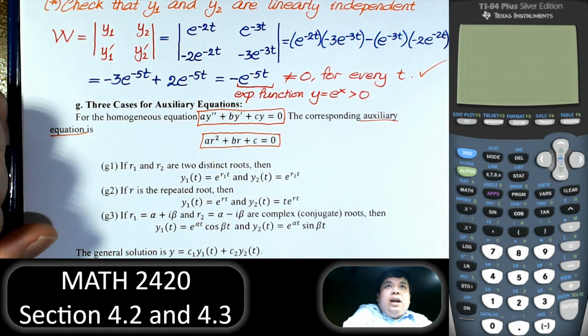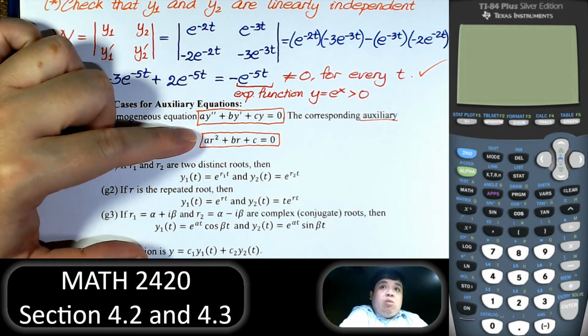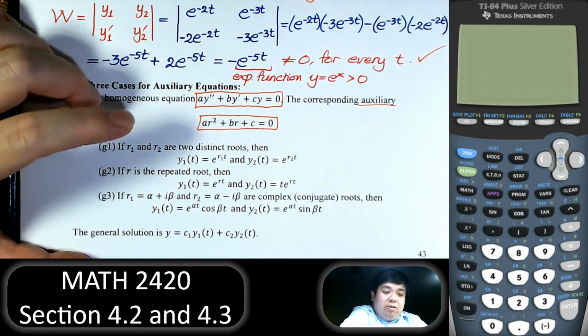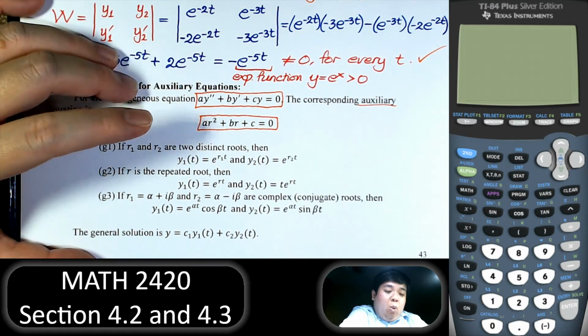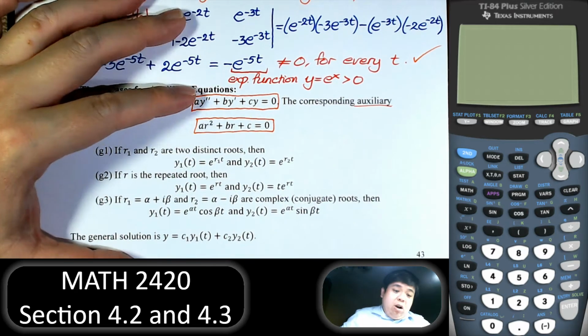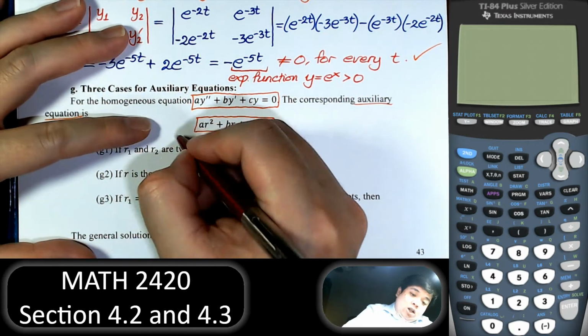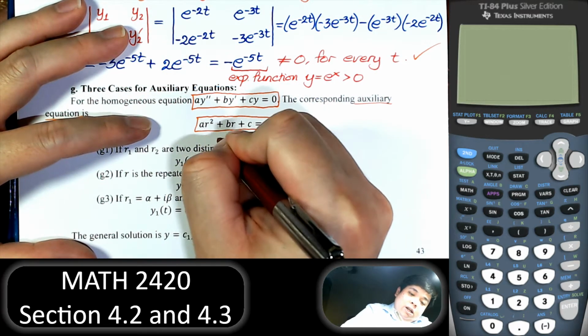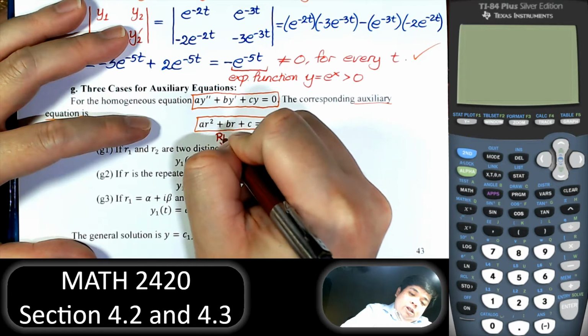Right, which is the auxiliary equation, which is a quadratic equation. And for a quadratic equation, we have three cases. The first case is where the solutions are two distinct roots. And I forgot the important thing here: they are two real distinct roots. The first one is real.